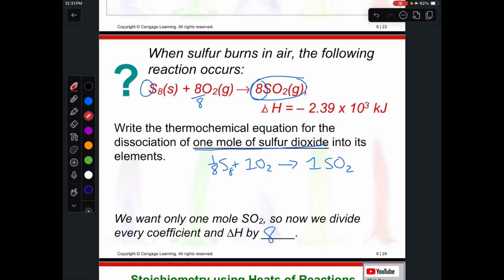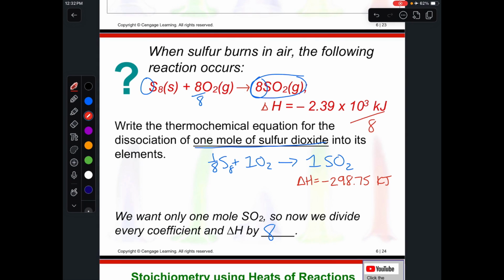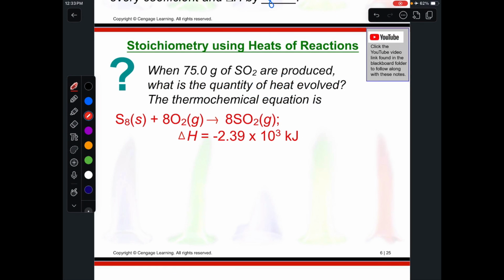So what would we do to the delta H after we have done that? We would do the same thing. We would cut the delta H by 1/8 as well. So go ahead and get your calculator out. I'm going to take that negative 2,390 and I'm going to divide that by 8. So my new delta H, and the sign stays the same because we didn't do anything to it, is 298.75. Okay, and again, that's kilojoules. So all I did was divide this by 8 as well. Whatever you do to one part of it, you have to do to all.